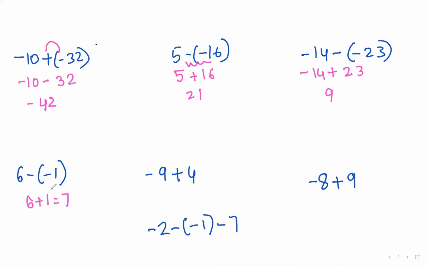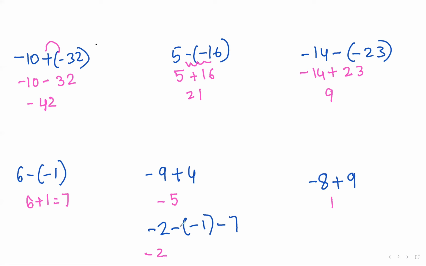Answer is positive 7. Minus 9 plus 4. Action is minus. So 9 minus 4 is 5, sign of the greater number. Minus 8 plus 9, action is minus. 9 minus 8 is 1, sign of the greater number. Continuously keep on saying this. Minus plus, action is minus, sign of the greater number. Minus minus, action is plus, sign of the greater number.